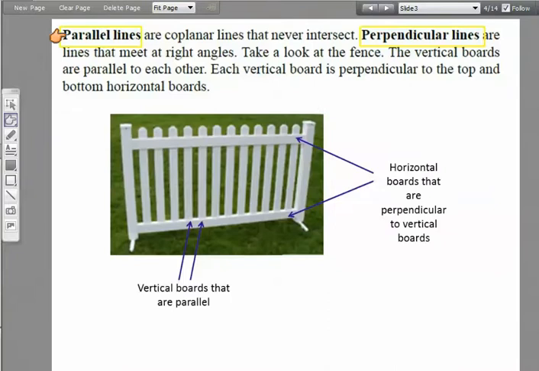First, we're going to say that parallel lines are coplanar lines that never intersect, meaning they're in the same plane but they never cross each other. Perpendicular lines are lines that meet at right angles. So if we look at this fence, you can see that the horizontal boards are perpendicular to the vertical boards. And all of the vertical boards are parallel, and just another note is your horizontal boards are also parallel to each other.